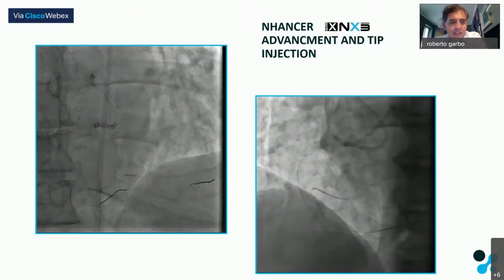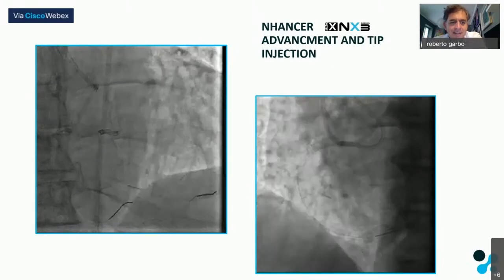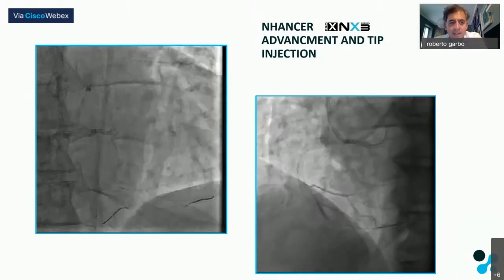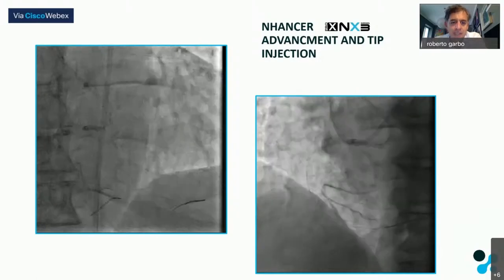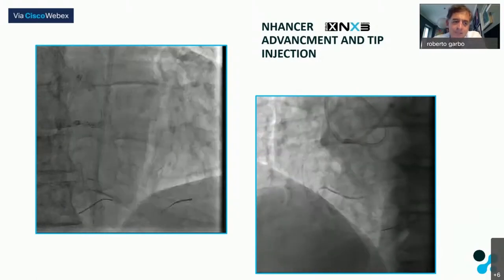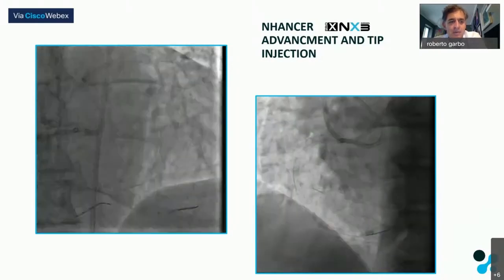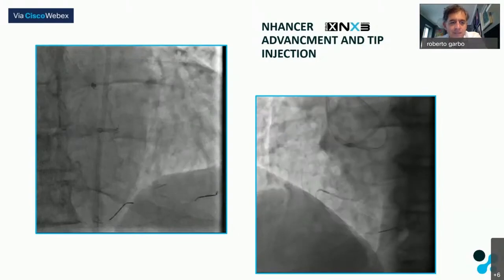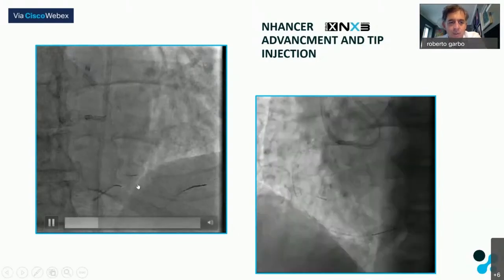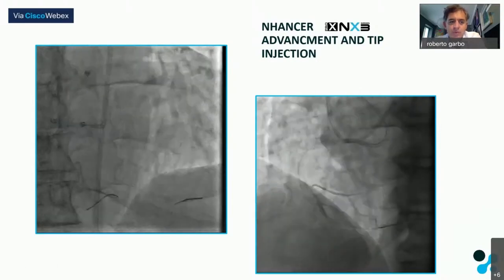And you can see on the left that it was not easy. This is a situation in which you need to have a slow rotation and to wait. And if you rotate slowly and you wait, you have a little small push for sure. But you can see the advancement of the microcatheter in this collateral. You can see very slow advancement in this very tortuous and complex collateral.